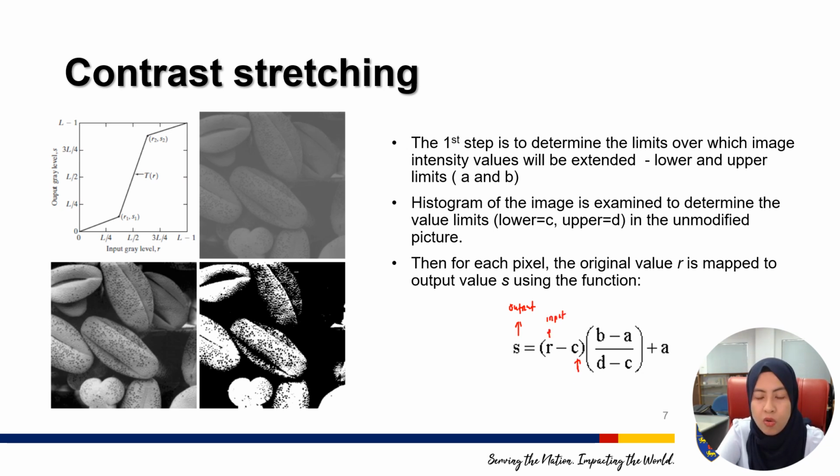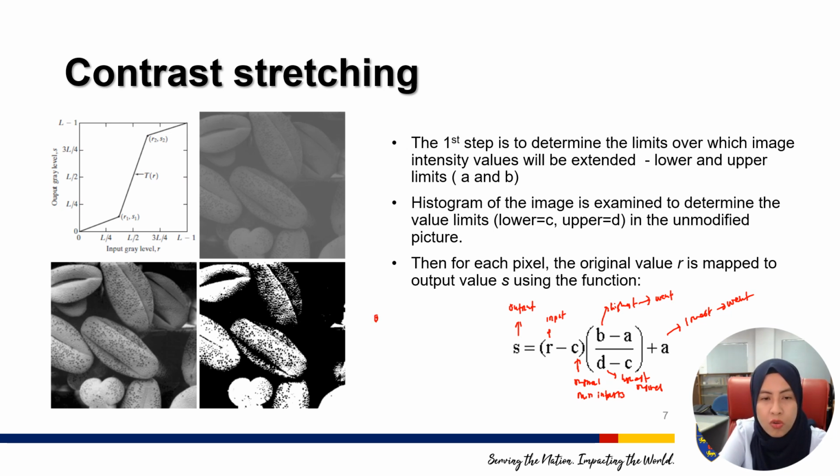C is the lowest intensity, the minimum intensity in the original image. D is the highest intensity in the original image. B is the highest that we want. This is what we want, where you want to stretch. And A is the lowest that we want.